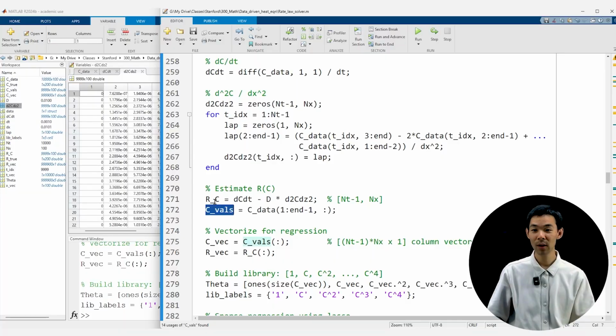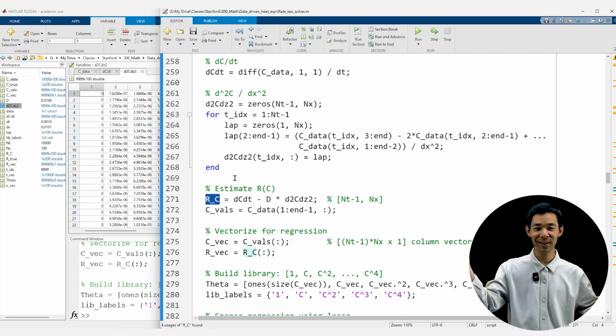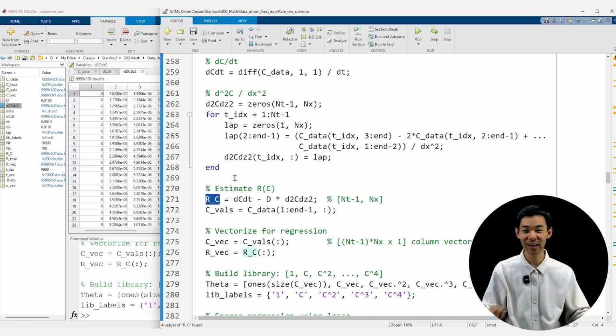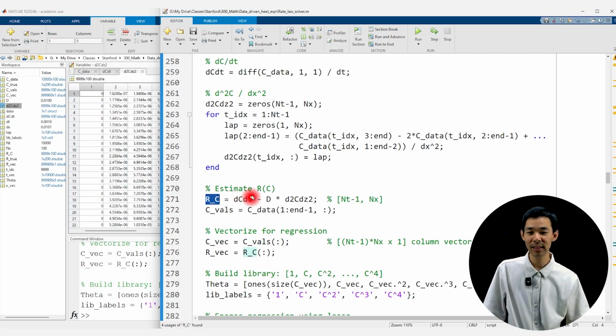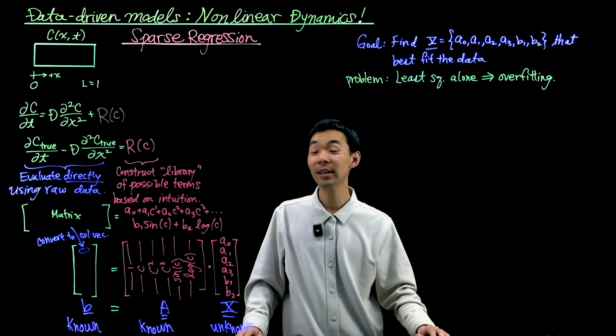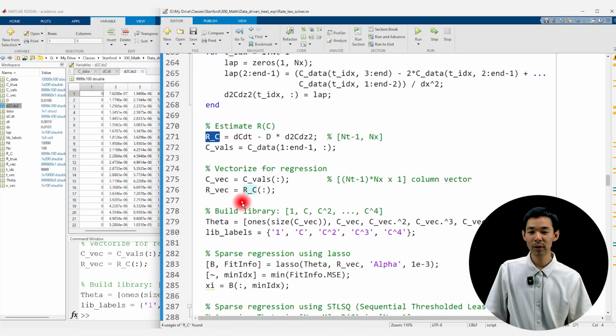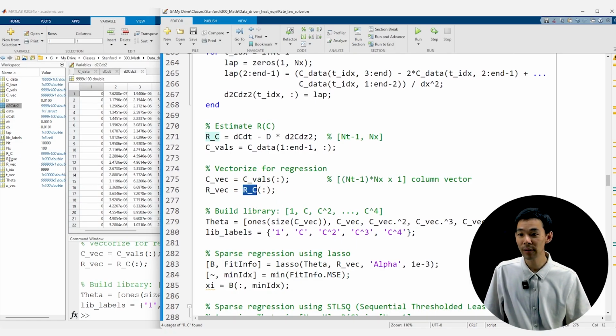So RC, which is the entire matrix that hopefully has the rate law hidden in there somewhere, is going to be dc dt, which I just calculated, gigantic matrix, minus another gigantic matrix of the Laplacian. So now RC contains that entire matrix that we calculated directly from the left-hand side of the PDE. Now here, what I'm going to do is to take the entire matrix, RC. So let me just show you what RC looks like.